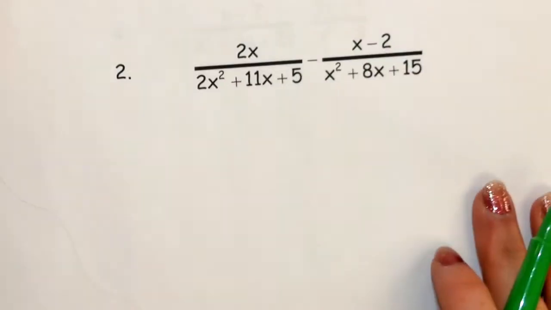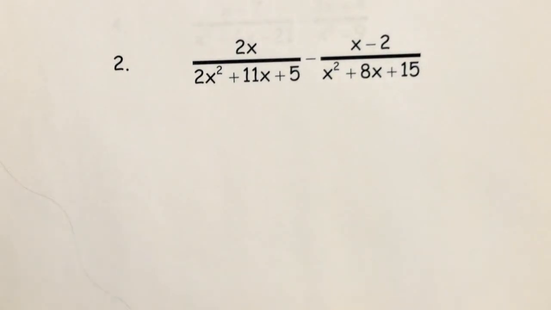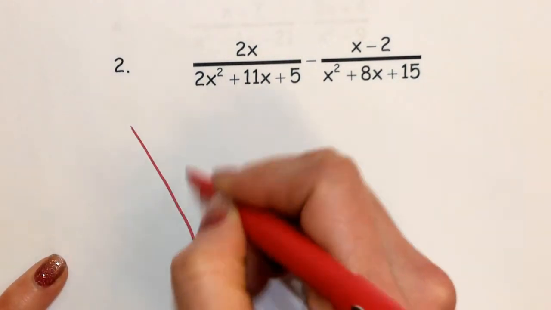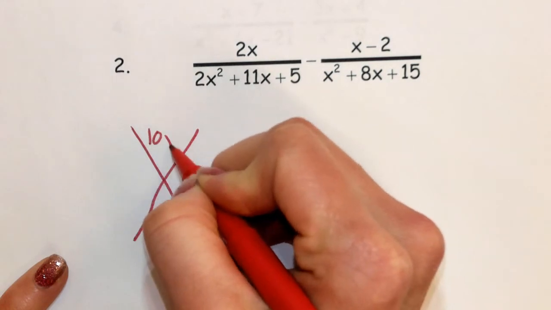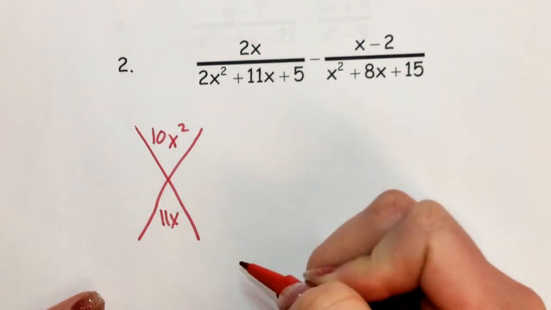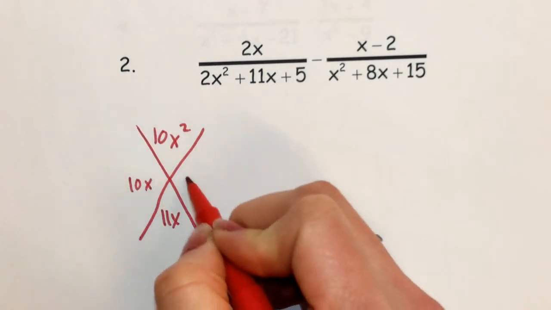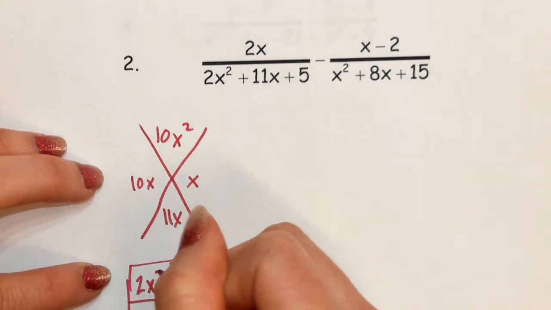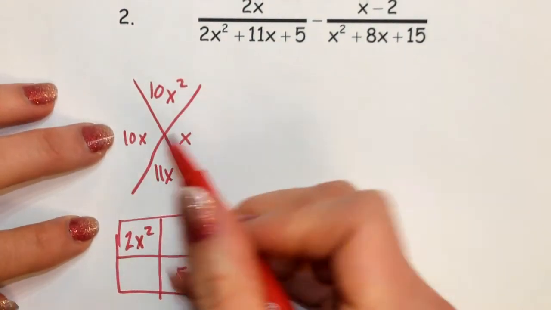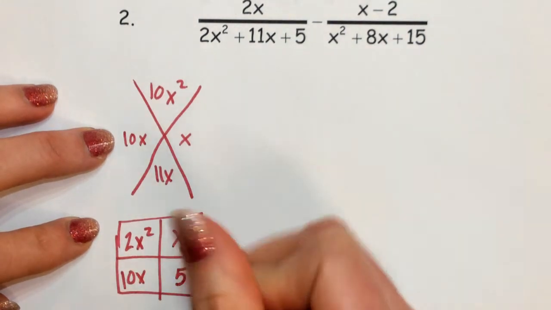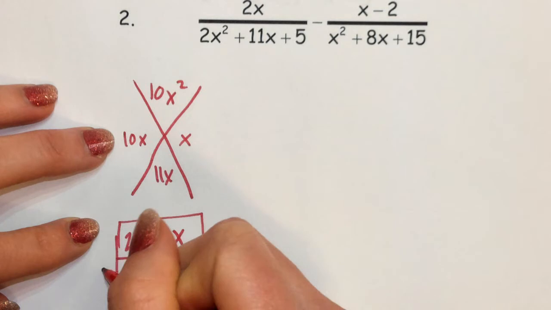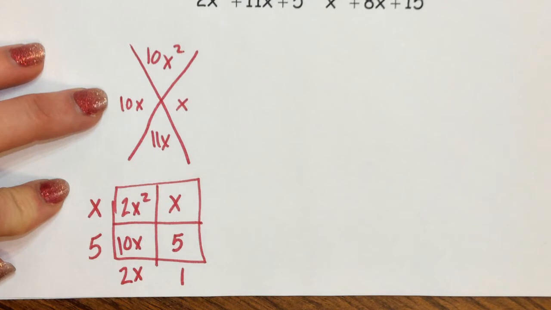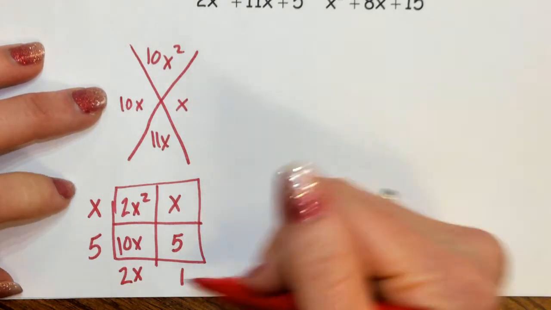Okay, so now let's do that again for this one. So this one I have to factor both on the bottom. So that's 10x squared and 11x. So that's 10x and x. So I get 2x squared and 5. So that means 10x and x, 1 and 2x, 5 and x. You will get quicker.